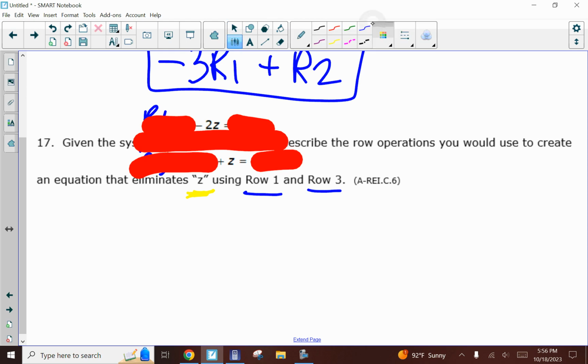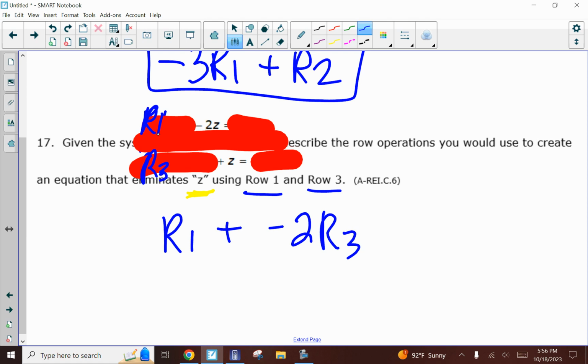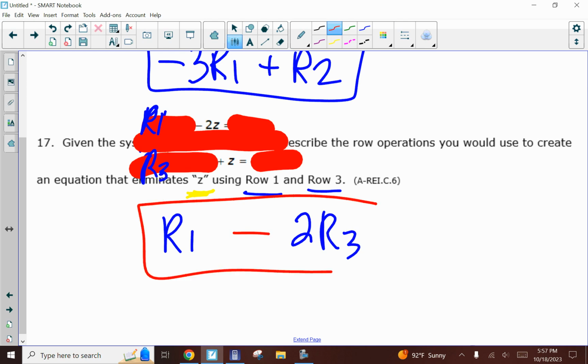In order to get these guys to cancel, the z at the bottom needs a negative 2 in front. So I'm going to take row 1 and add negative 2 times row 3. I probably shouldn't have scribbled those out, row 3 and row 1. If I put these together, we don't need that plus a negative. Anytime you have plus a negative, you can just write that as a subtraction. So that's our final answer there.